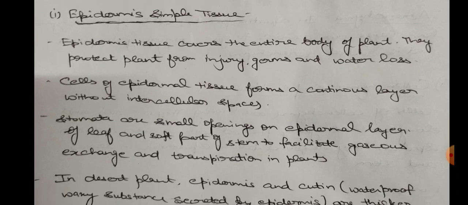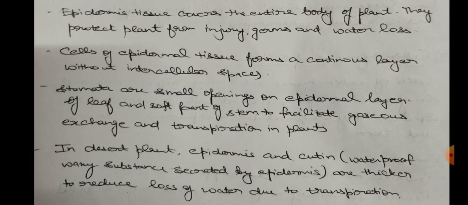The next point is about the epidermis simple tissue. In desert plants, very important, the epidermis has cutin, a waterproof waxy substance. They are thicker to reduce loss of water due to transpiration, because in desert conditions there is scarcity of water. If transpiration takes place, the loss of water will take place, and that will not be good for the plant. So it reduces the loss of water that happens due to transpiration. Because of cutin that is secreted by the epidermis, it is thicker. The examples are desert plants.